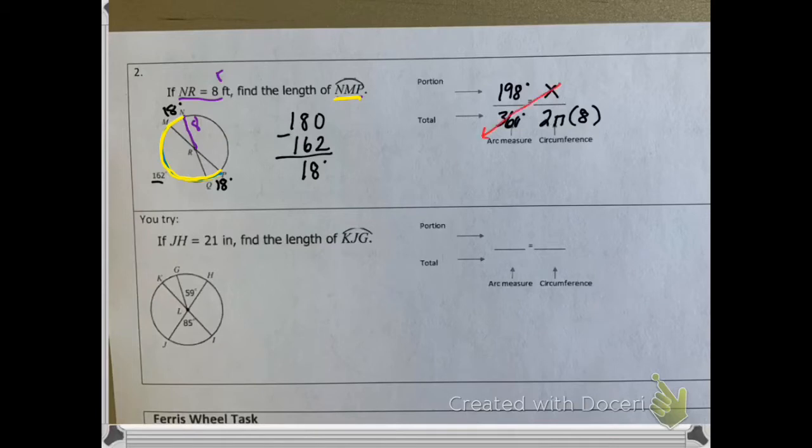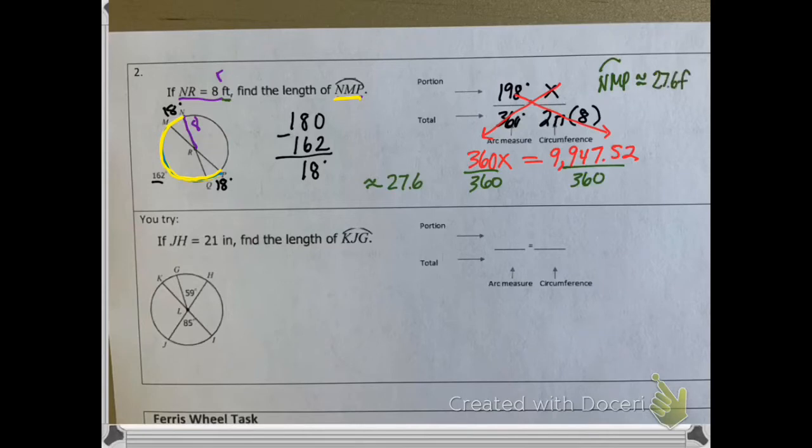So x times 360 is 360x, and that's equal to, we have 4 numbers to multiply here, 198 times 2 times 3.14 times 8, 9,947.52. And lastly, if you divide both sides by 360 and round to the nearest tenth, I get approximately 27.6. So the units was feet. So arc NMP is approximately 27.6 feet.